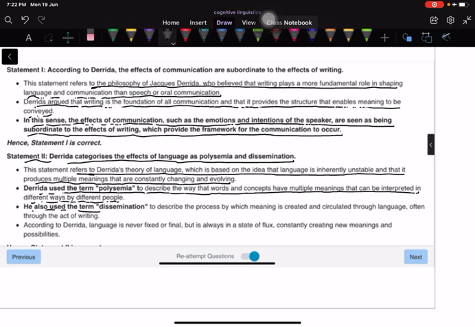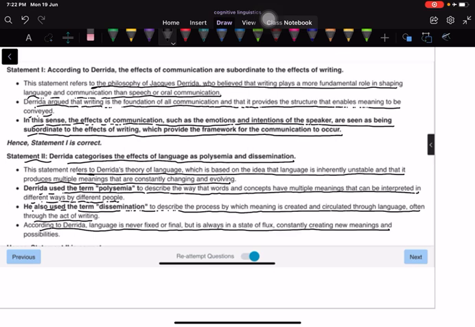He also used the term dissemination to describe the process by which meaning is created and circulated through language, often through the act of writing. According to Derrida, language is never fixed or final, but is always in a state of flux, constantly creating new meanings and possibilities.